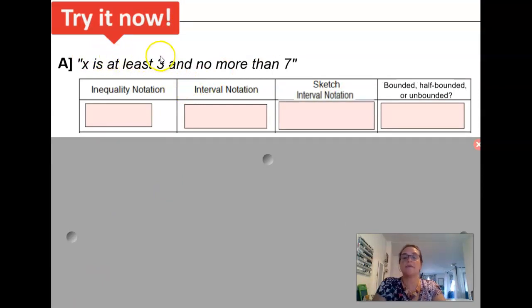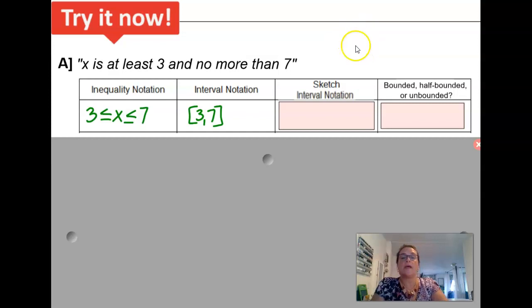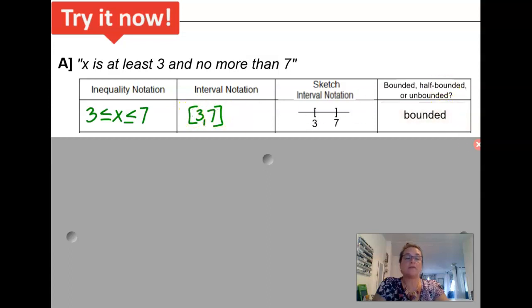X is at least 3 and no more than 7. So in inequality notation, that would be 3 less than or equal to x, less than or equal to 7. Interval notation, because at least is inclusive and no more than 7 includes the 7, we're going to have brackets on both ends of that interval. And the sketch then is going to also have brackets with the brackets facing in, right? Because the shading is implied to be between them. And then that is a bounded interval because it's bounded on the left and the right. It's a fully bounded interval.